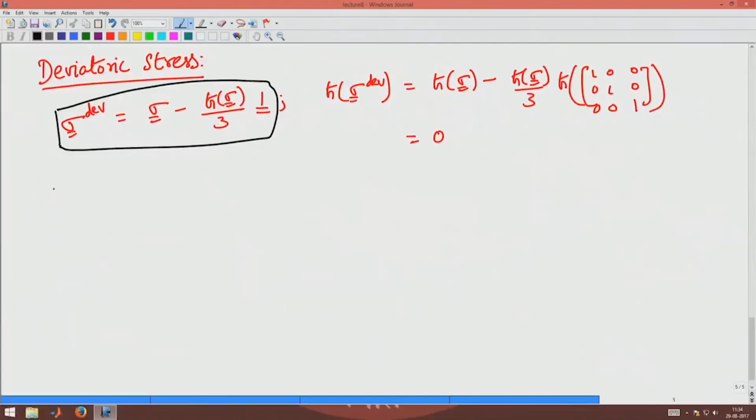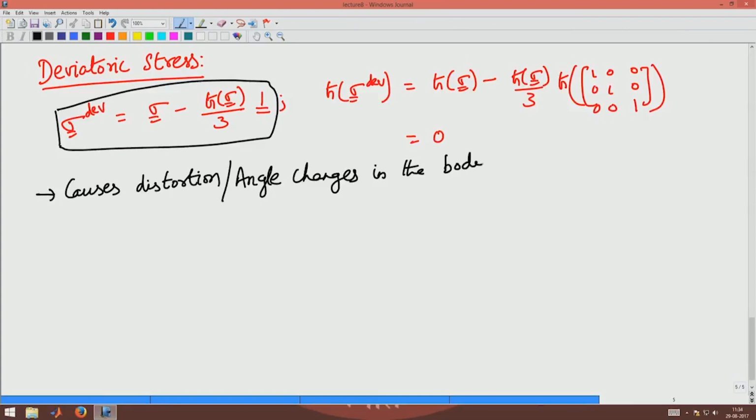What this tells you is, this gives you the components of stresses that cause distortion in the body. This stress causes distortion or angle changes in the body. Okay. In contrast to this, you have the hydrostatic pressure or hydrostatic state of stress.